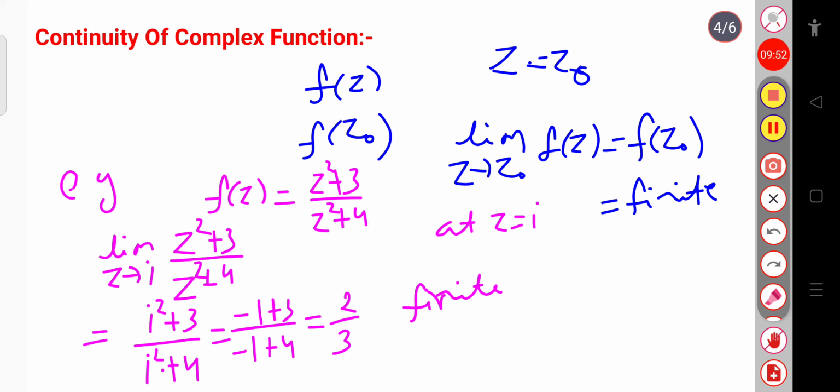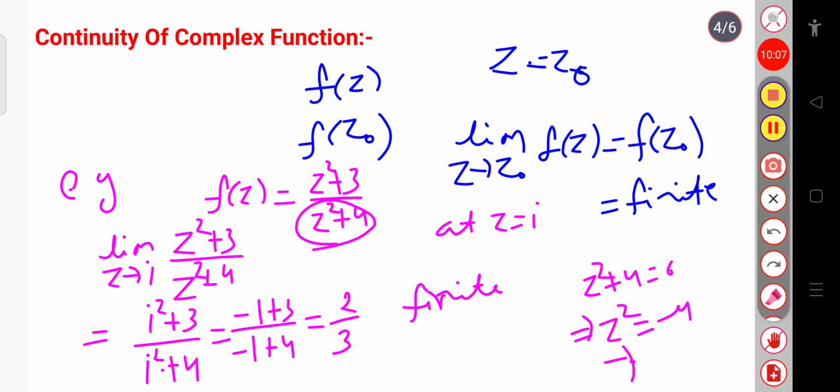But here you can see that we have z square plus 4. If I put z square plus 4 equal to 0, it means that z square equals minus 4, or z equals plus or minus the root of minus 4. So that will be plus or minus 2i, plus or minus 2 iota.